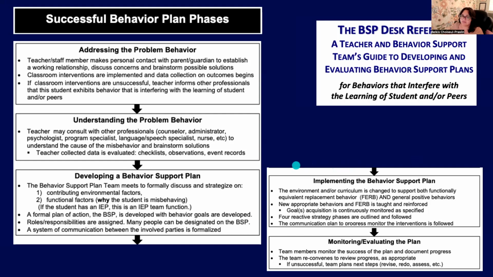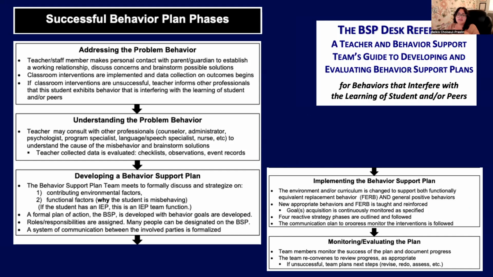Then we go into implementing the behavior support plan. It's not just enough to have a great plan and print it out and everybody signs their name to it and says, all right, see you next year. See you next time we have to talk about this. No, now we have to implement that plan. We have to put the plan into action. And this might mean a lot of different things. It might mean changing parts of the environment, changing the curriculum to support replacement behaviors. And the replacement behaviors are what we want the student to do instead of whatever it is that they were doing. In this implementing phase, we're teaching those new behaviors very explicitly, and we are reinforcing them constantly.